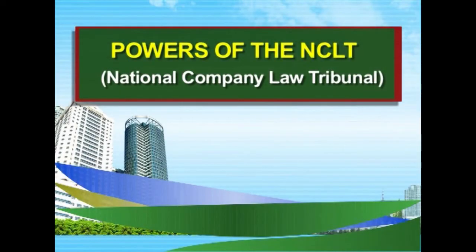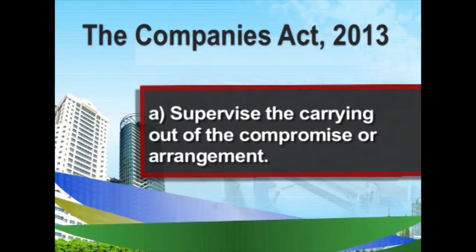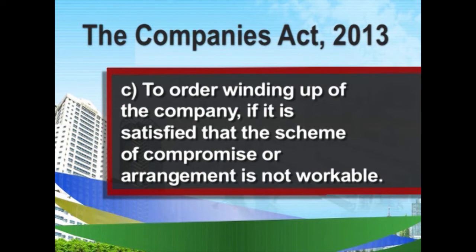Powers of the NCLT. Section 231 confers wide powers on the NCLT relating to sanctioning or rejecting the scheme of compromise or arrangement. After sanctioning the scheme, the NCLT has power to supervise the carrying out of the compromise or arrangement, to modify the scheme for its proper working, and to order winding up of the company if it is satisfied that the scheme of compromise or arrangement is not workable.